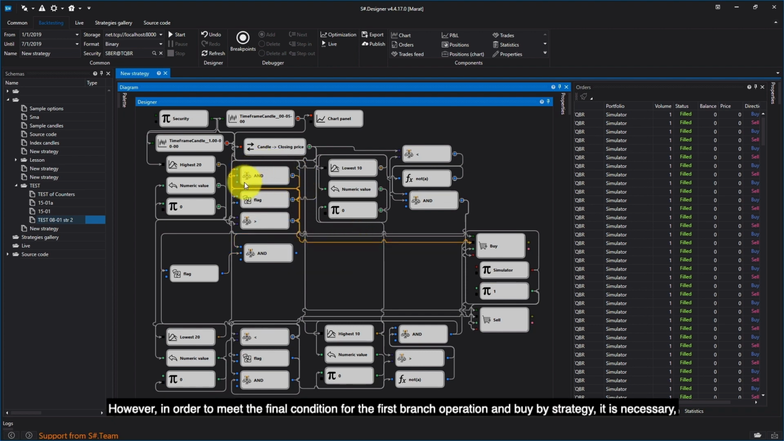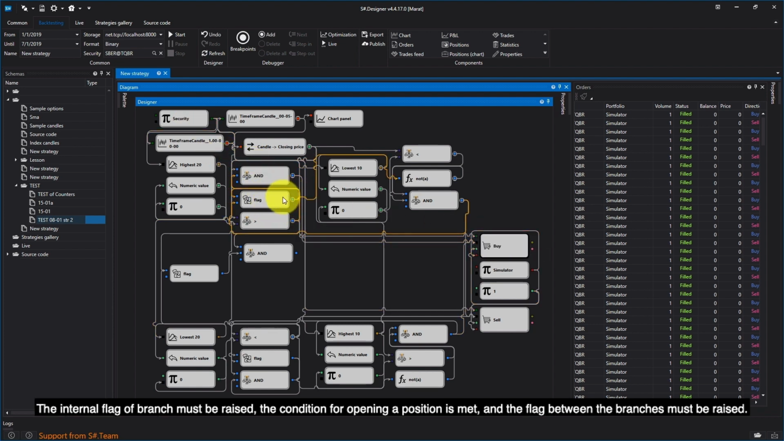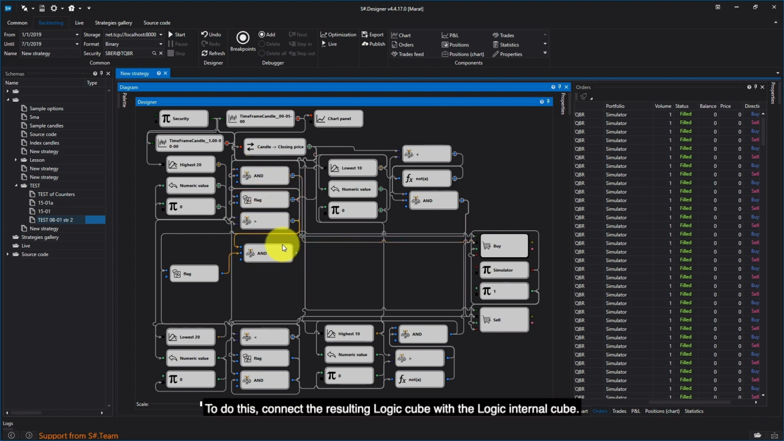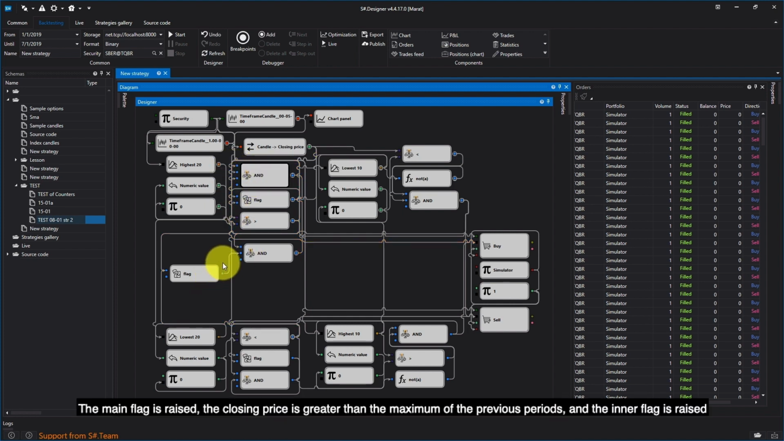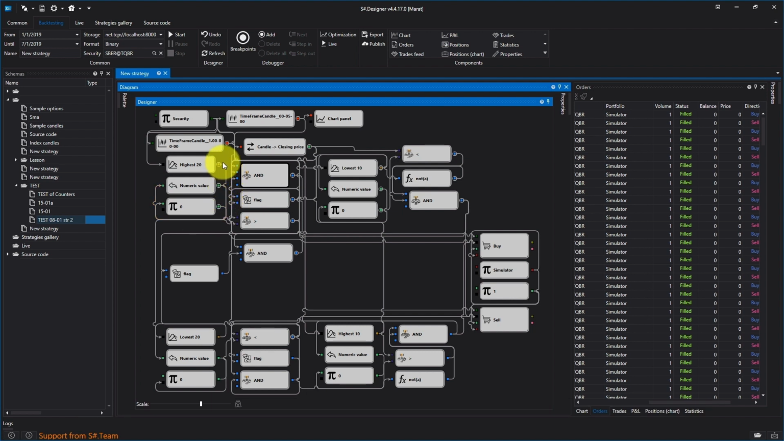However, to meet the final condition for the first branch operation and buy strategy, the internal flag of the branch must be raised, the condition for opening a position is met, and the flag between the branches must be raised. To do this, connect the resulting logic cube with the internal logic cube. Now, if the main flag is raised, the closing price is greater than the maximum of the previous periods, and the inner flag is raised, then the strategy starts to trade.